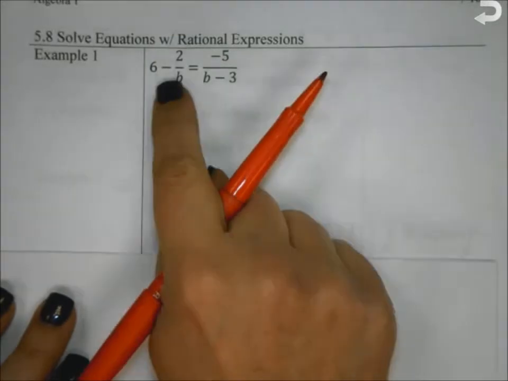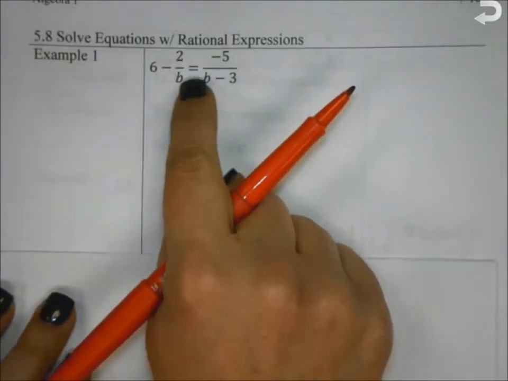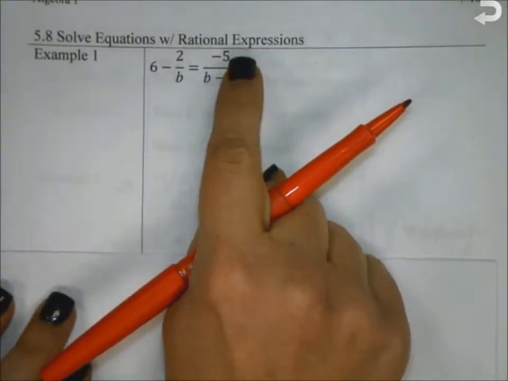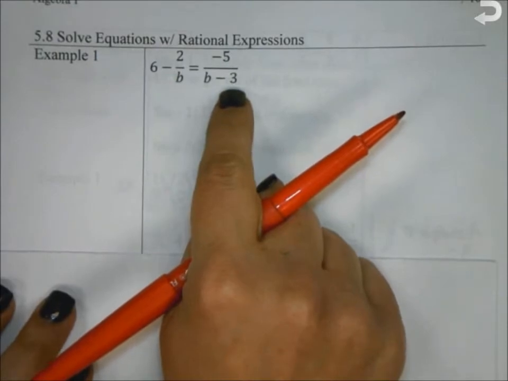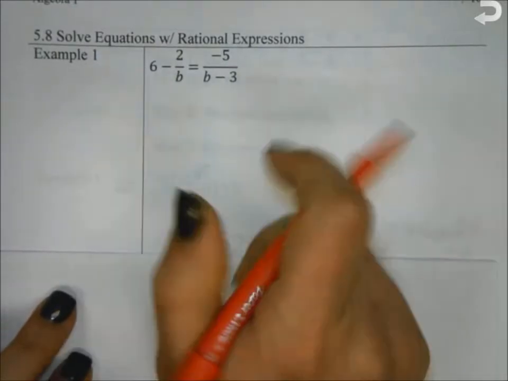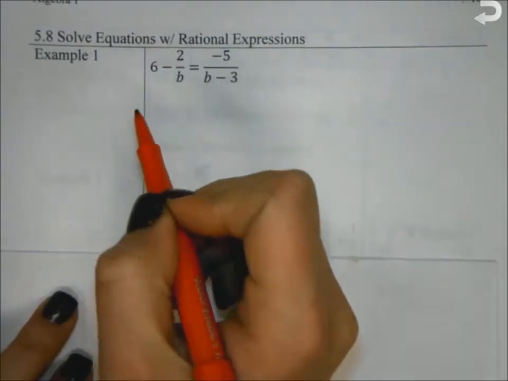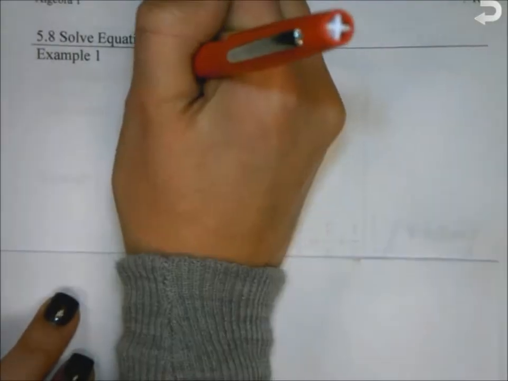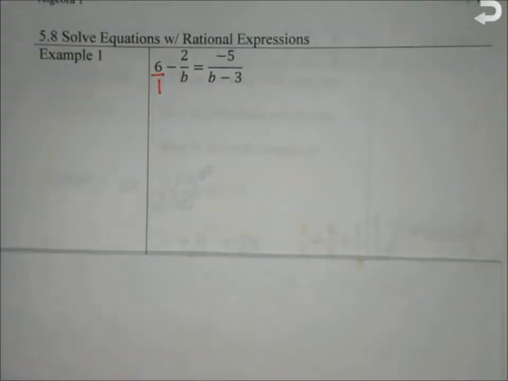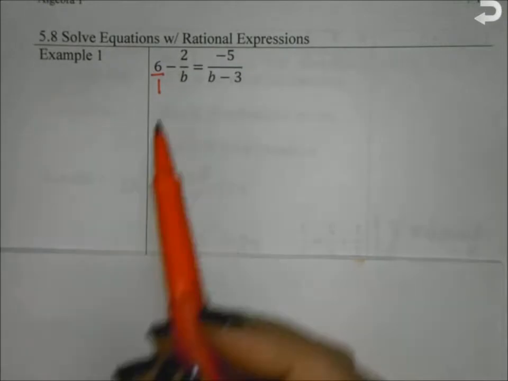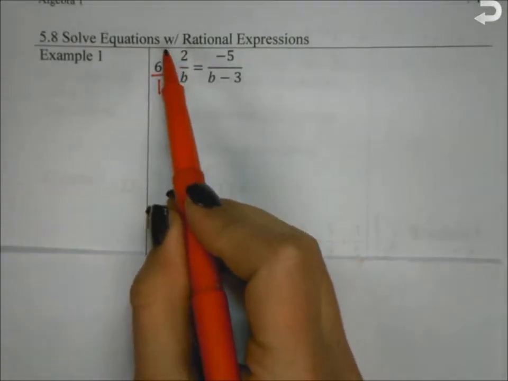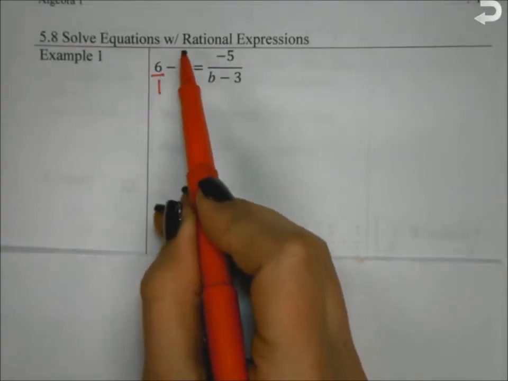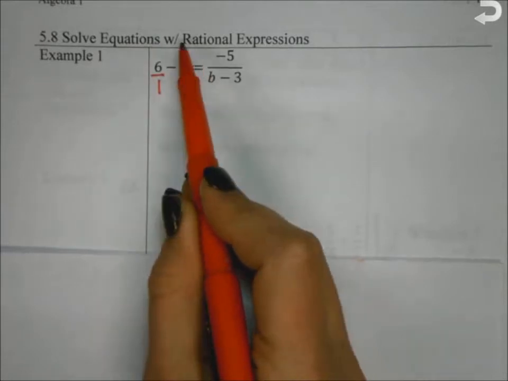6 minus 2 over b equals negative 5 over b minus 3. Now, all of these are not fractions. How can we make 6 a fraction? Let's put it over 1. Okay? Let's look at these two things: 6 over 1 minus 2 over b, just the left-hand side.